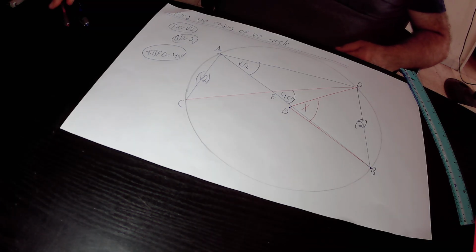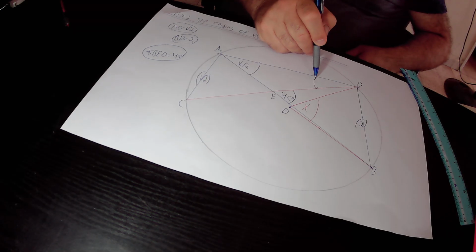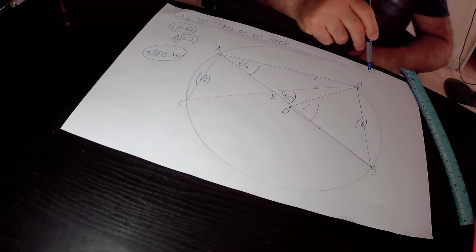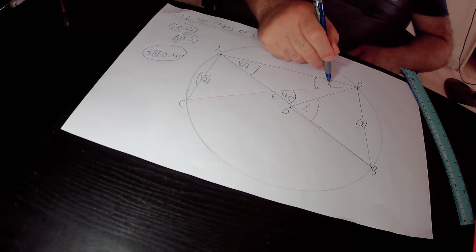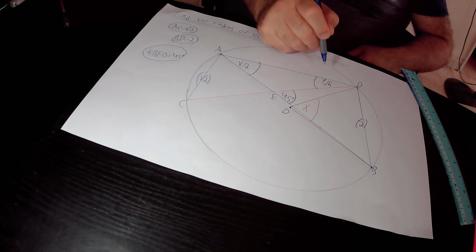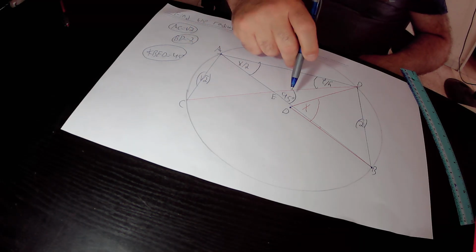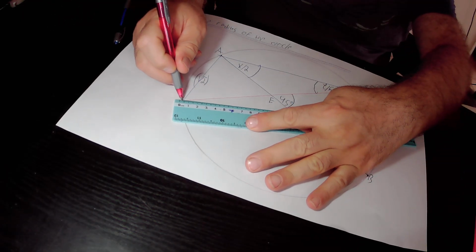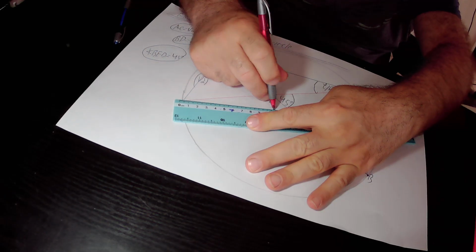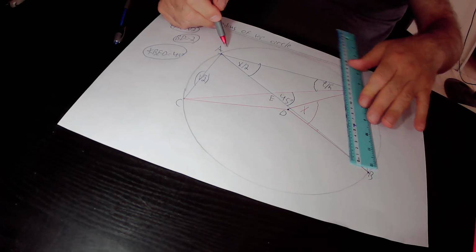Likewise, we will define the size of this peripheral angle ADC as y over 2 degrees. In the next step, we join points O and C together by a straight line. We join points O and A together by a straight line.